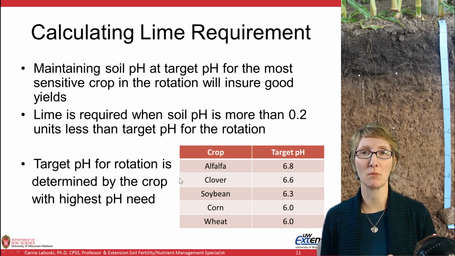Now, the one thing we have to keep in mind with lime requirements is that when we look at the target pH, we look at each crop, but we look at the whole rotation as well. So if you have a rotation that's alfalfa with corn or corn silage, alfalfa has a pH of 6.8 and corn is 6. Well, you want to maintain for the most sensitive crop in the rotation. So you want to be maintaining that pH at 6.8. You don't want to drop it down for the corn years. It's not necessary. You can keep that maintained higher.